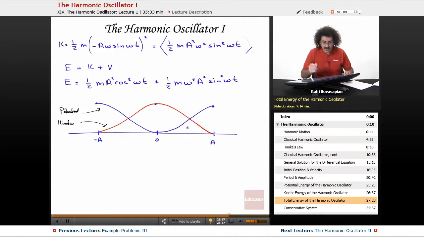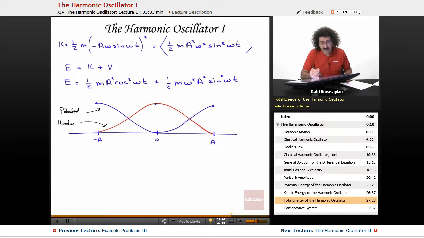I pull the thing to A. All of the energy is potential. There's no velocity yet. I haven't let go. Zero kinetic energy. I release it. All that potential energy starts to go to kinetic. At some point they meet where the kinetic and the potential are equal.